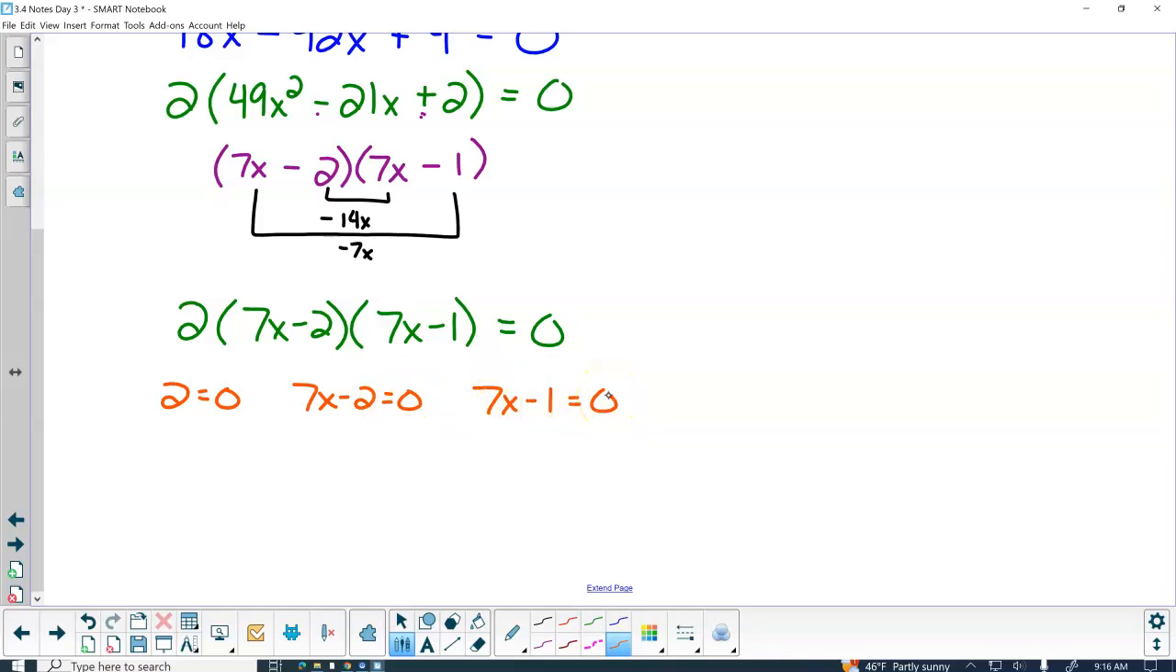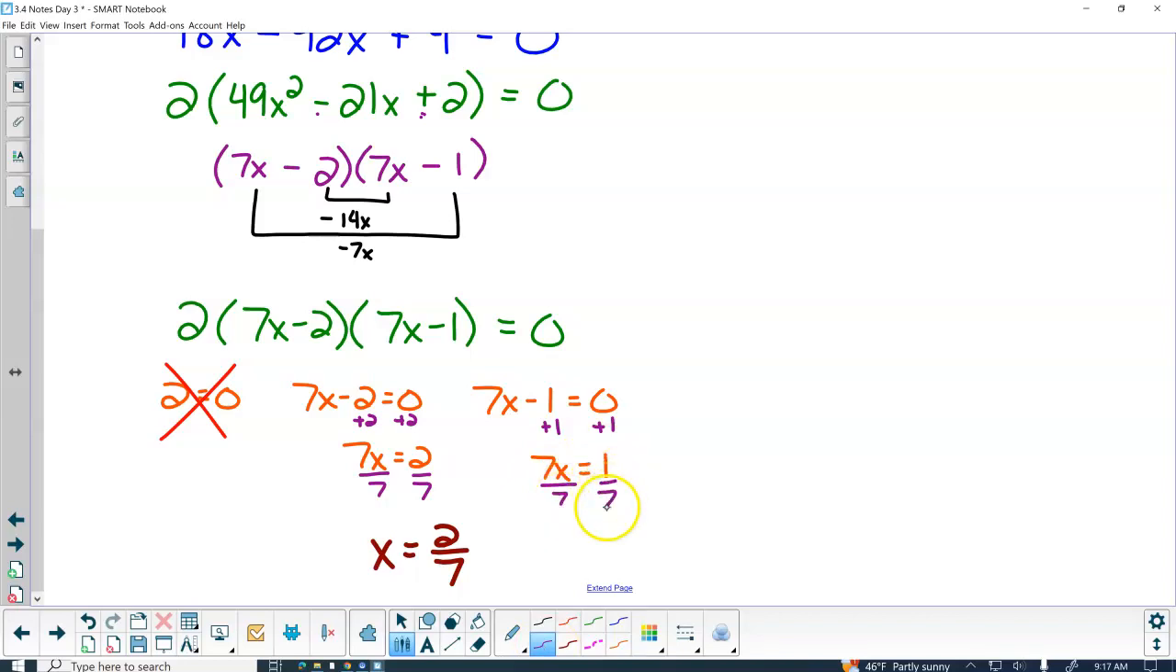Can 2 ever be 0? Nope. Here on this one then, we could add 2. Then we could divide by 7. And I get 2/7. Over here we can add 1. Then we can divide by 7. Right? So we get 2/7 and 1/7 for our answer.